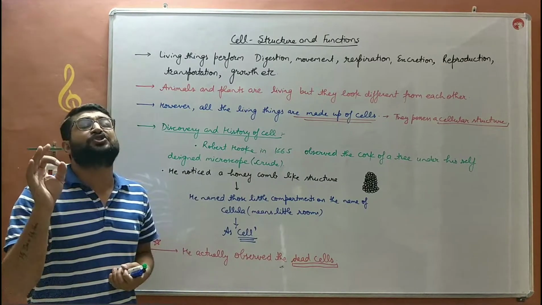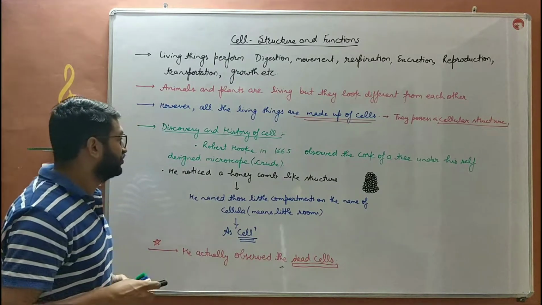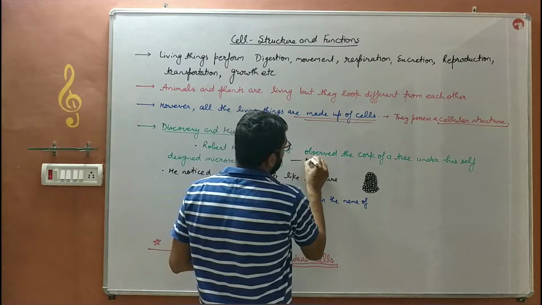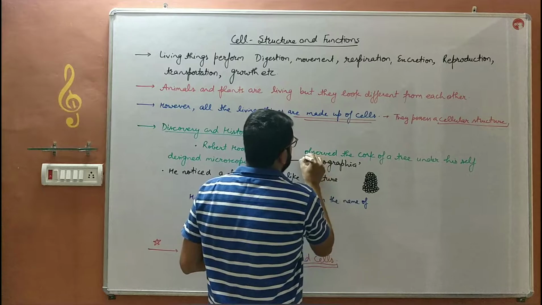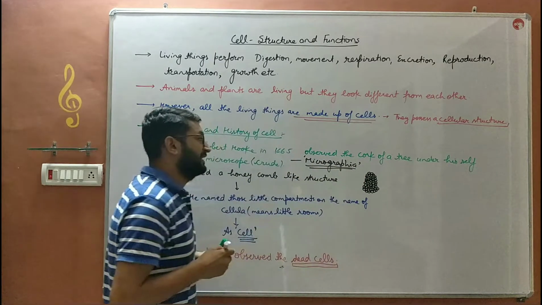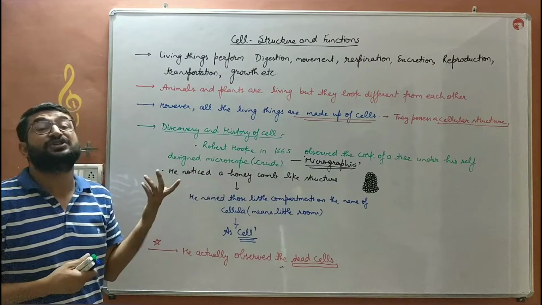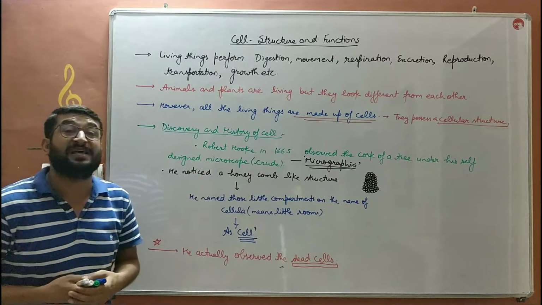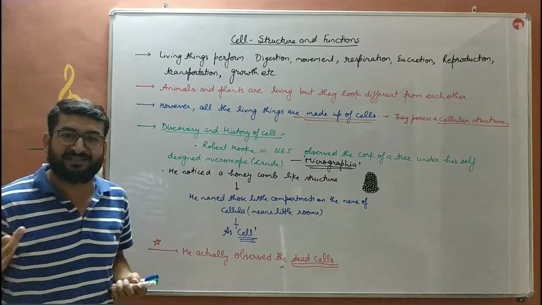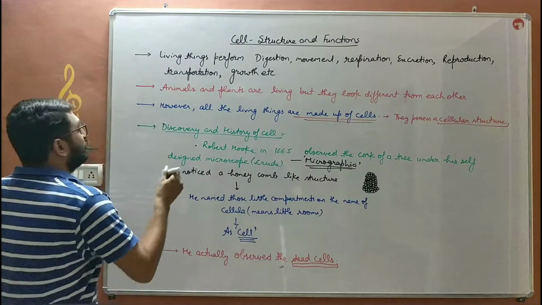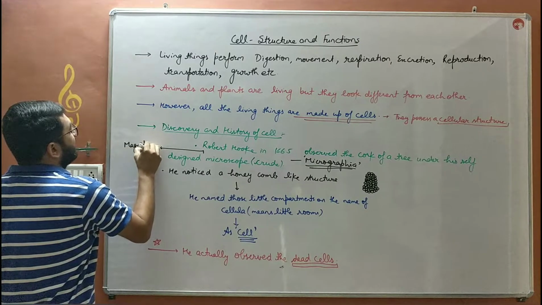The first cell was discovered by Robert Hooke in 1665, about which he writes in his book named Micrographia. He wrote a book, bache, that is Micrographia. In that book he wrote about this cell. What he did is, he first of all prepared a crude microscope. Crude means a rough microscope. How? That microscope was made by the combination of magnifying lenses.